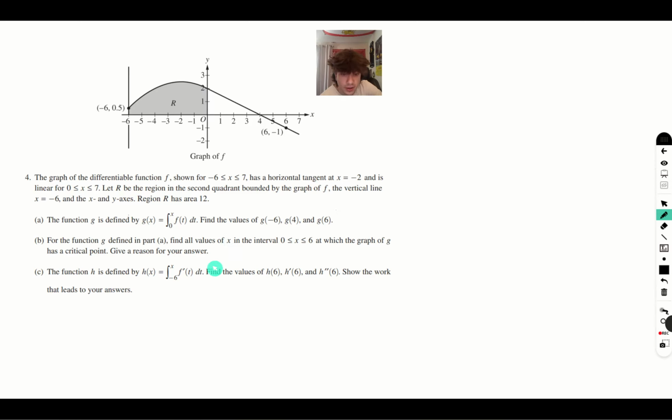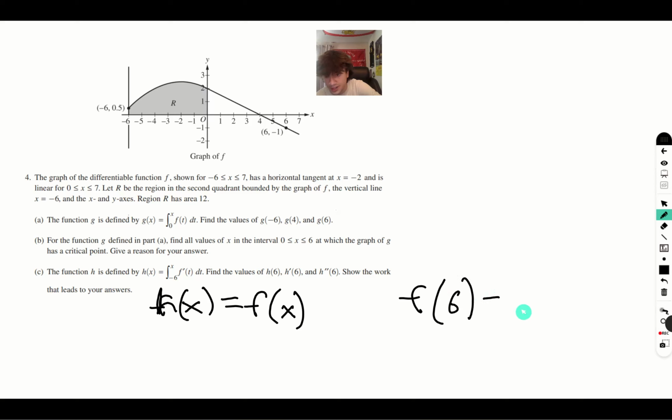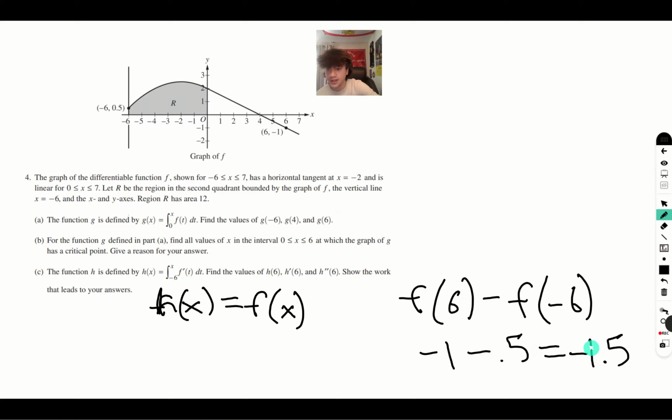Alright, so using the fundamental theorem of calculus once again, we can find that h of x is going to be equal to f of x. So if we're evaluating it from -6 to 6, then we just get f of 6 minus f of -6. F of 6, looking at the graph, is -1, minus f of -6, which is 0.5, gets you -1.5.